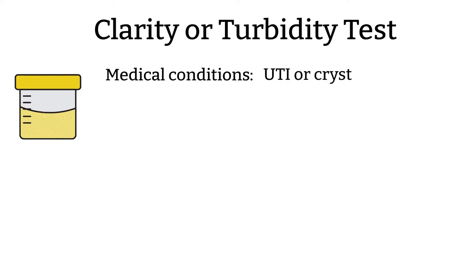Clarity or turbidity test. Normal urine is clear, but can be cloudy due to a medical condition like a UTI or precipitate crystals in urine, which we will be talking about in the microscopic part of the urine analysis. But we'll touch base on it a little bit here.